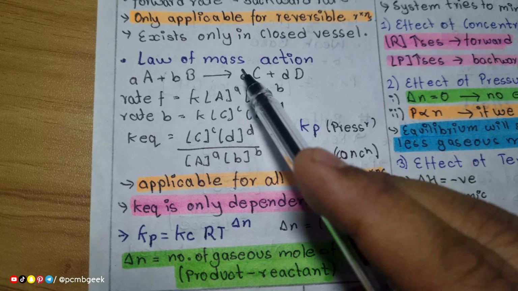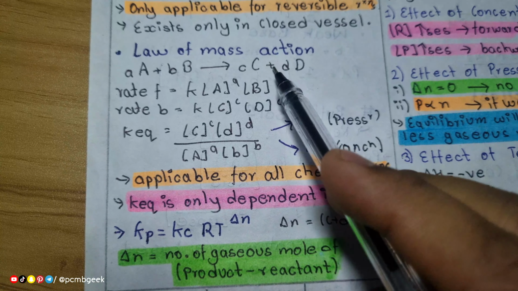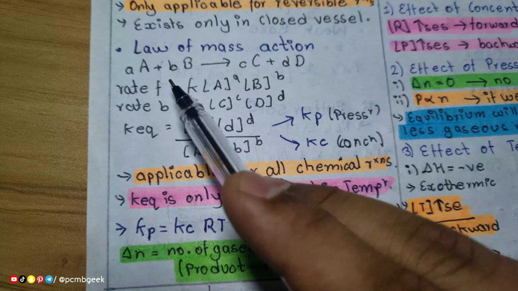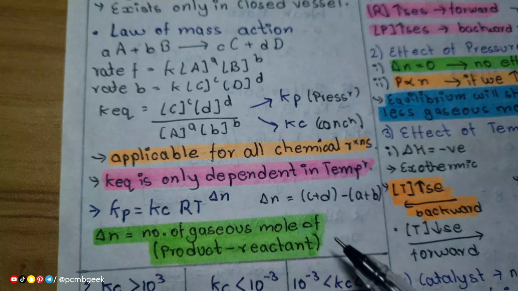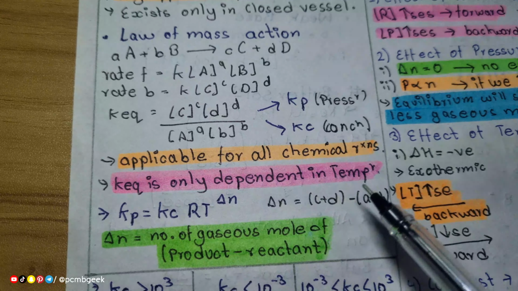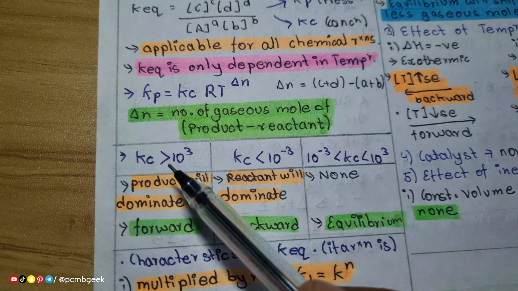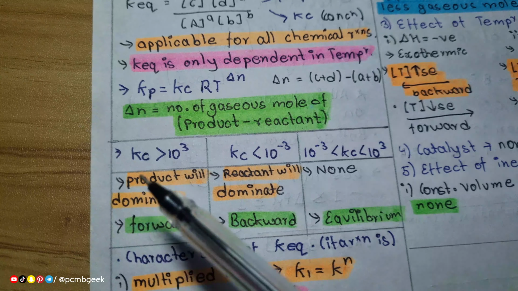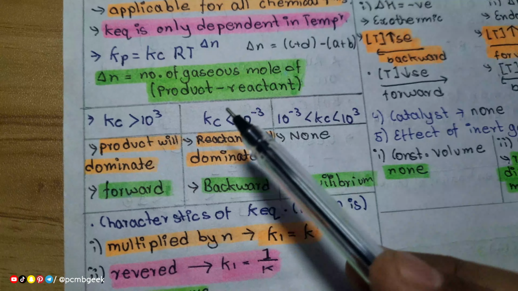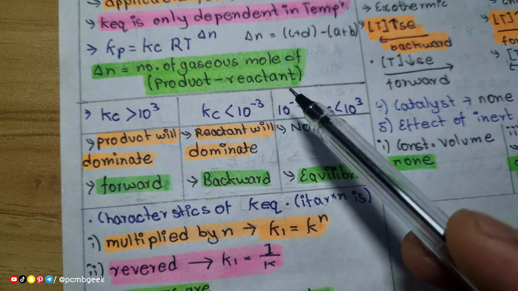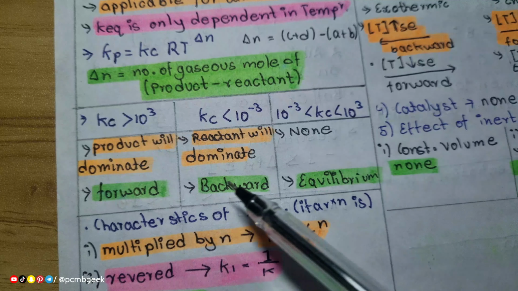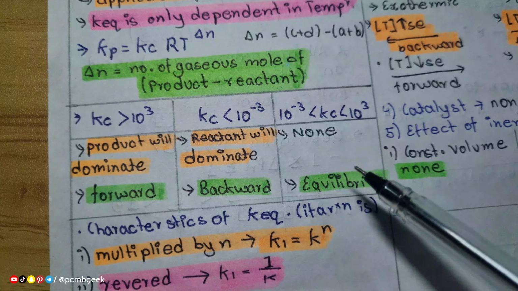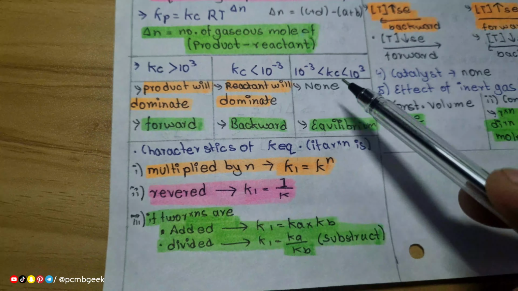For example, c plus d, that is the sum of gaseous moles of products, minus a plus b, that is the sum of gaseous moles of reactants, that is del n equals c plus d minus bracket a plus b. If Kc is greater than 10 raised to the power 3, the product will be dominant and the equilibrium shifts toward the forward reaction. If Kc is less than 10 raised to the power minus 3, the reactant will be dominant and it will favor the backward reaction. If Kc lies in the mid value, then both will be at equilibrium.